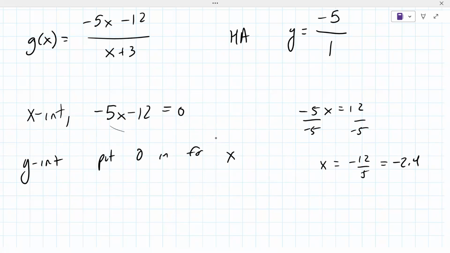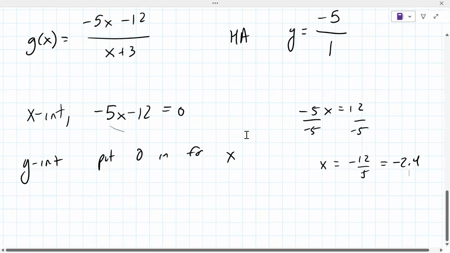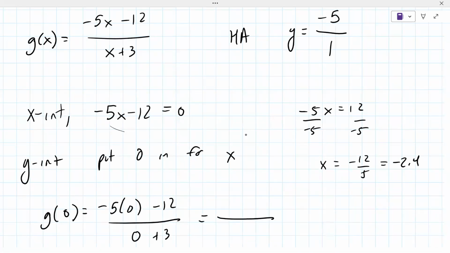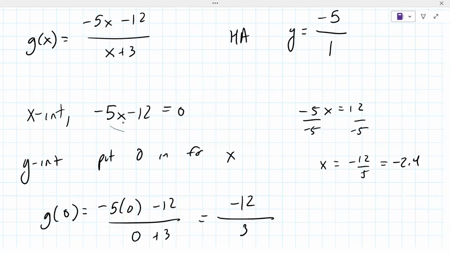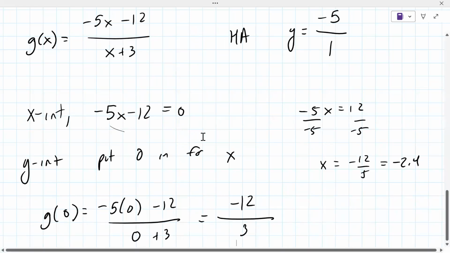Claire, your other answer is correct. Could you talk me through how you did that for the y-intercept? Yeah, I plugged in 0 for all the x's. Okay. And then how did you simplify this? I got negative 12 over 3, and then that would simplify to negative 4. Very good. Okay.